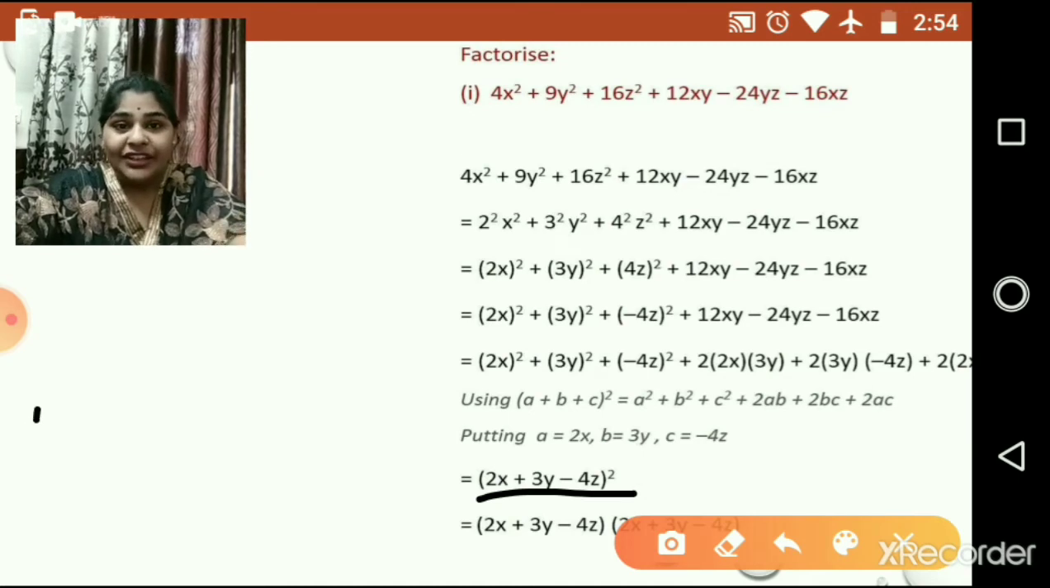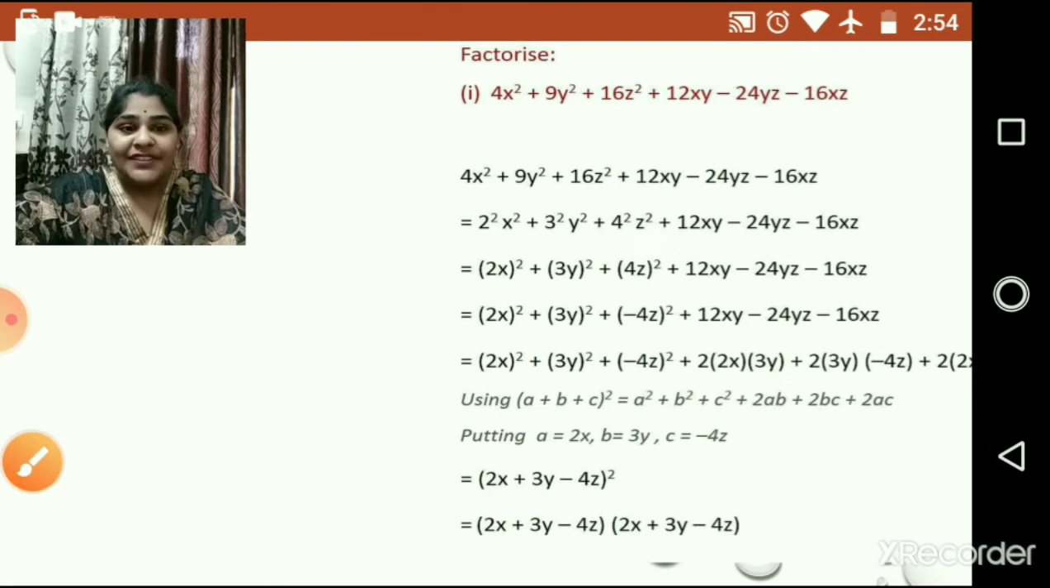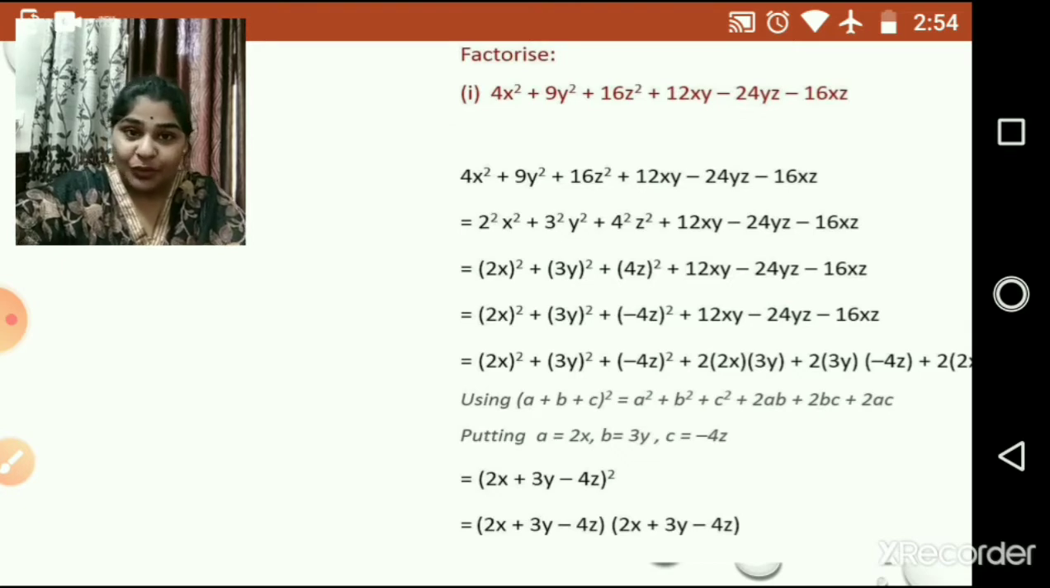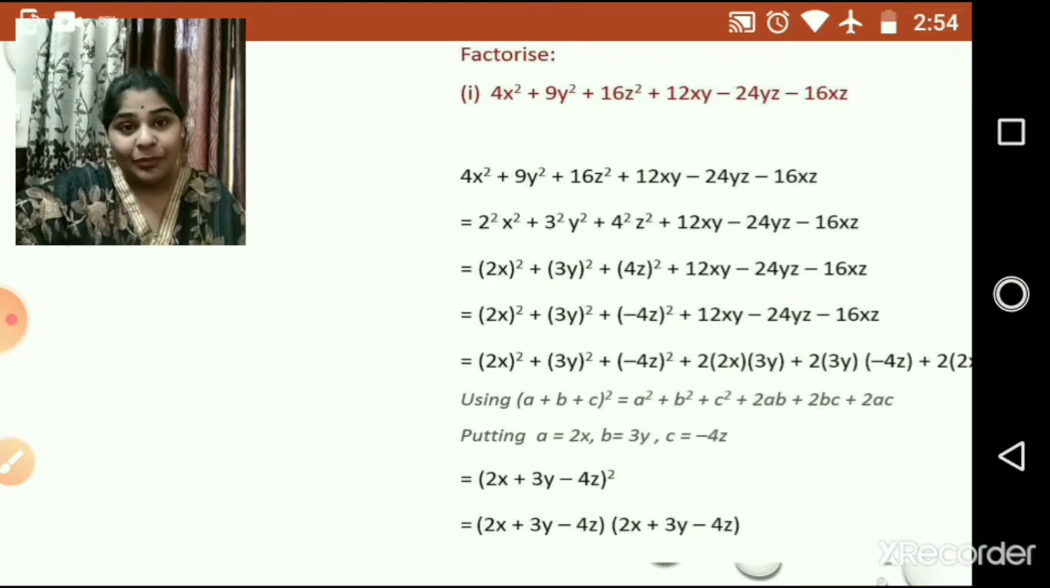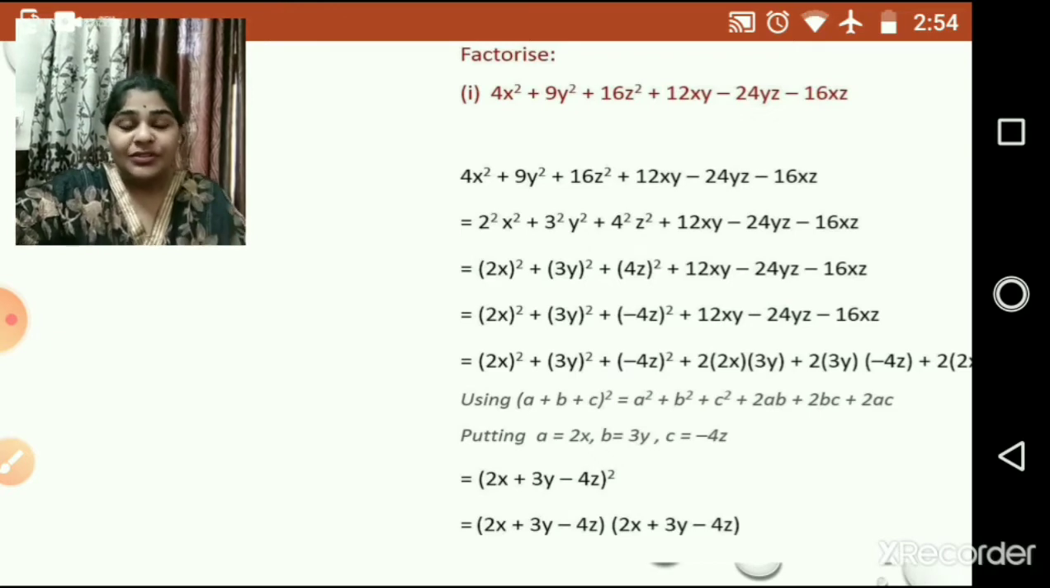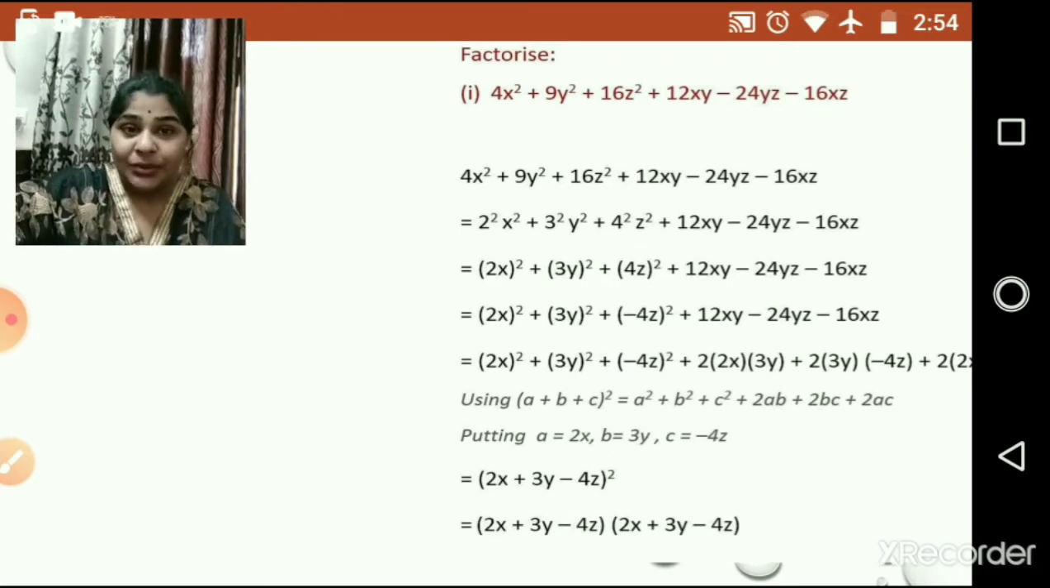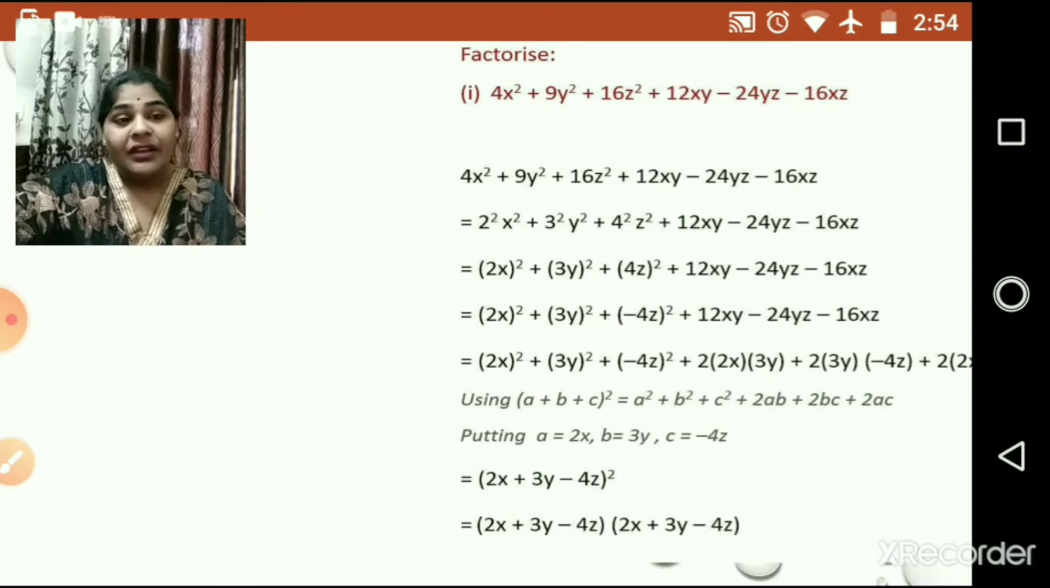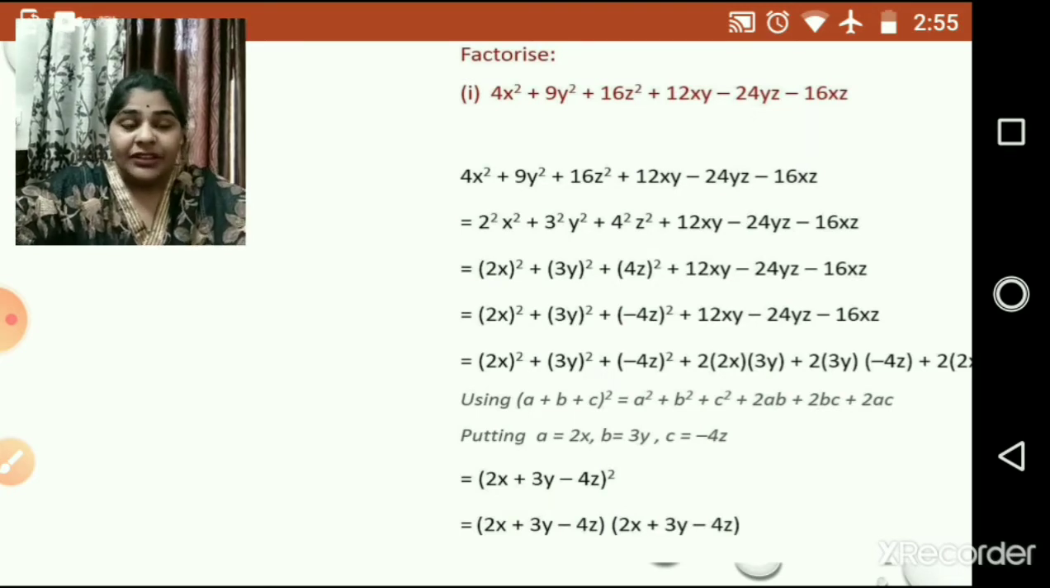I'm just writing it as two separate terms, right? That is (2x + 3y - 4z), again in the bracket (2x + 3y - 4z). So these are the two factors of the given polynomial. So you have to just substitute the values according to the identities, children. Knowing the identities is very important. Every sum you have to do the same procedure.